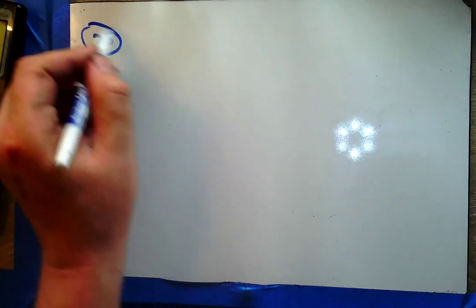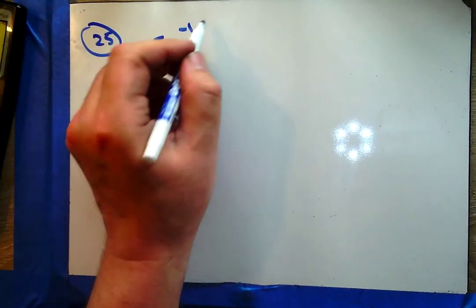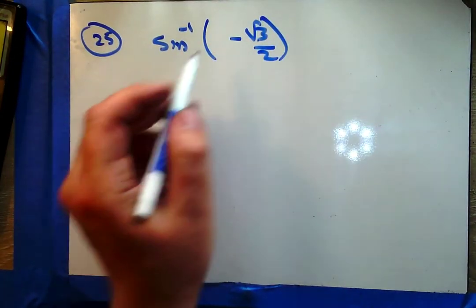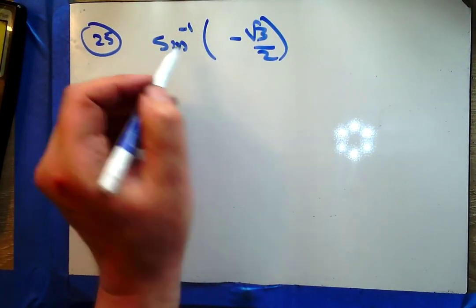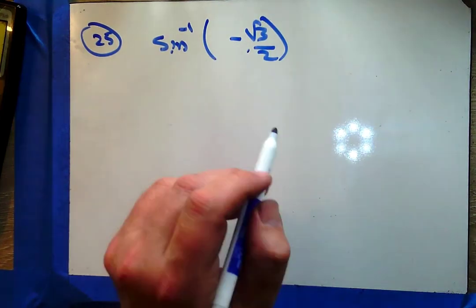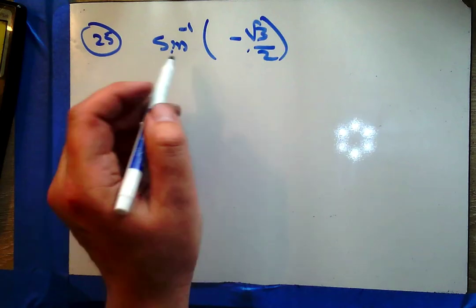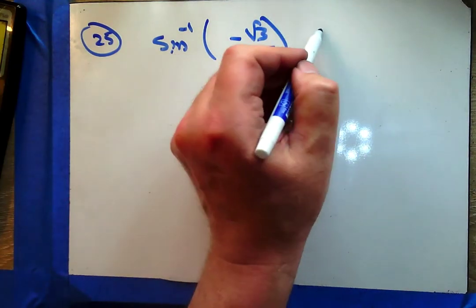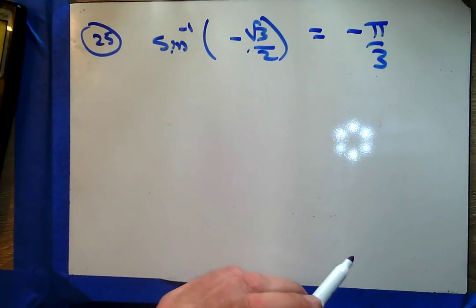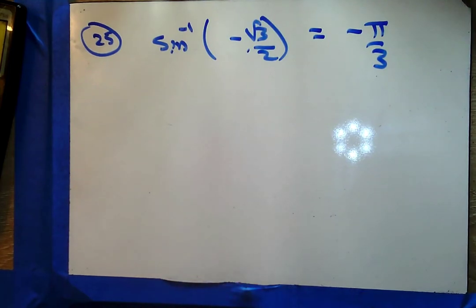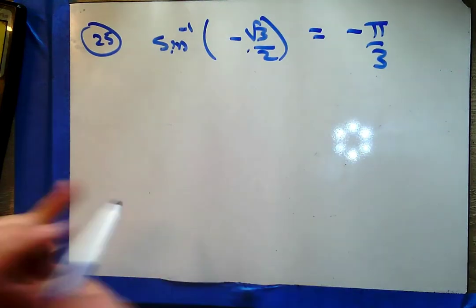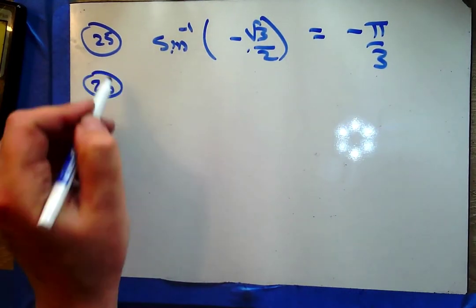25. We've got sine inverse of -√3 over 2. And so we're saying what angle within the restriction is -√3 over 2? Well, this can't be 4 pi over 3 or 5 pi over 3 because both of them are outside of the restriction. It has to be -pi over 3. That's the only time between -pi over 2 and pi over 2 where the y value will be -√3 over 2.